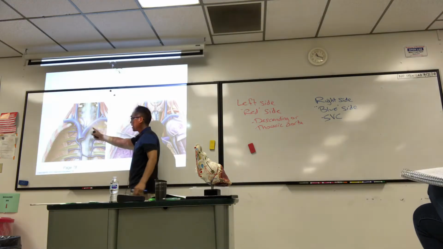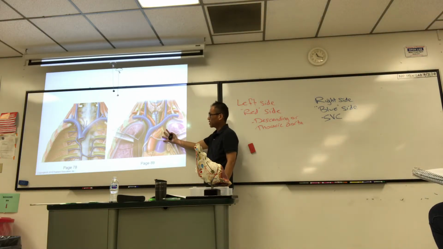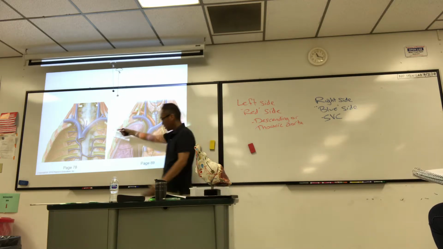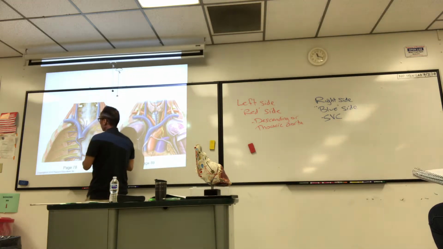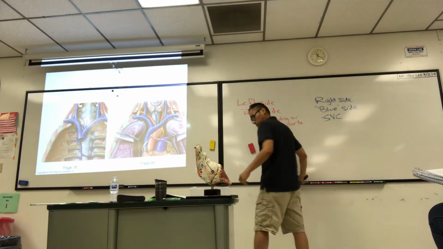Okay, let's look at just the veins here. This is a good one to look at. This shows you how all the veins and arteries are all kind of together in the thoracic cavity. So I'll use the isolation one to teach. Okay, this vessel right there, use black.